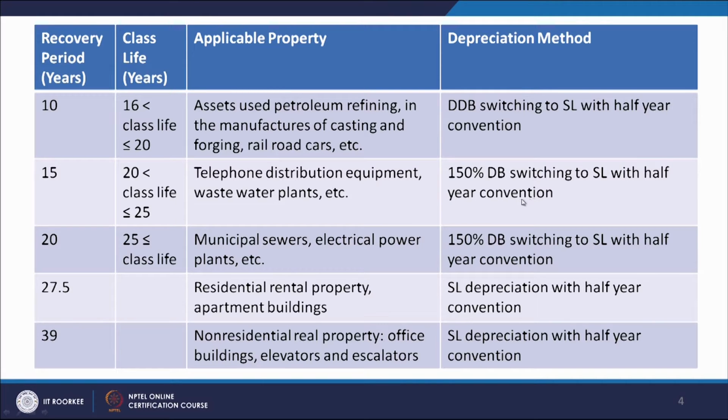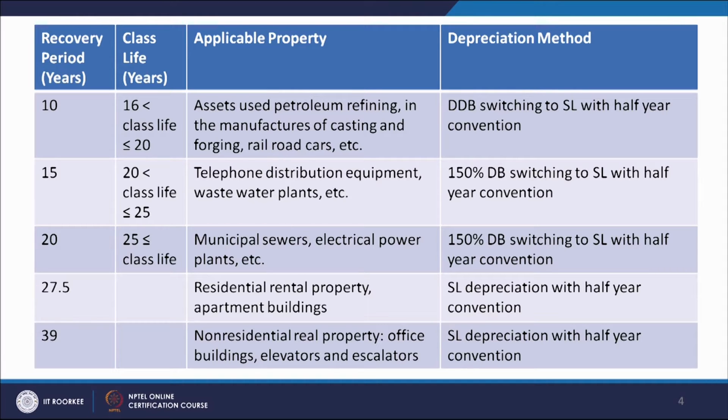Again, further for 20 years, which has a class life of more than 25 years, you have equipment such as municipal sewers, electrical power plants, etc. And here also you have 150% declining balance switching to straight line with half year convention. So, these are the 6 types of personal property classes.